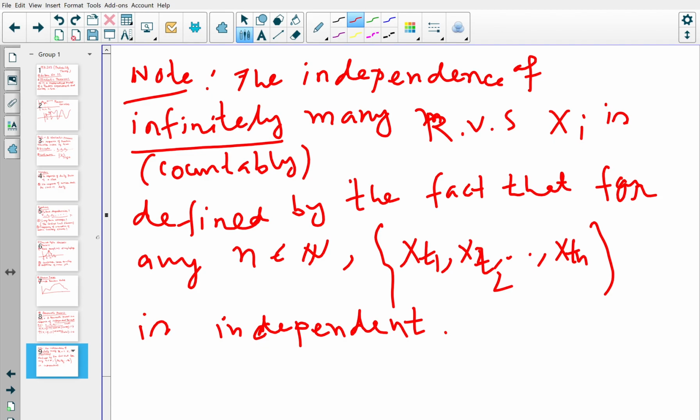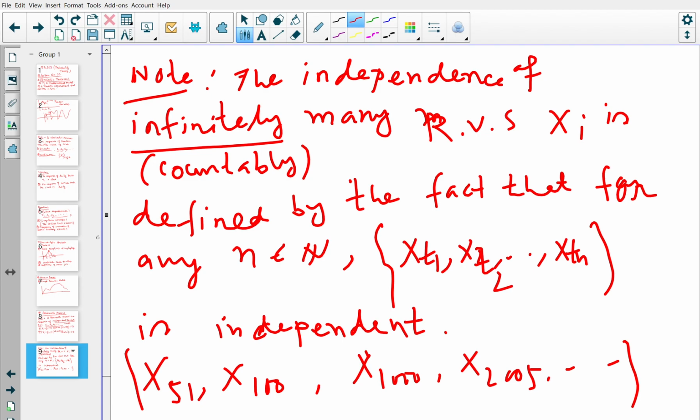Okay. So whatever number of random variables you are choosing, if the number is finite, say you are choosing x100 position, maybe x51, x100, x1000, x2005, whatever you choose, finitely many, and then you show that each such finite collection is independent, okay? So this is the meaning of independence of infinite collections, okay?